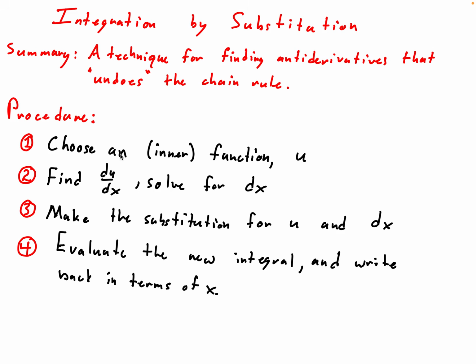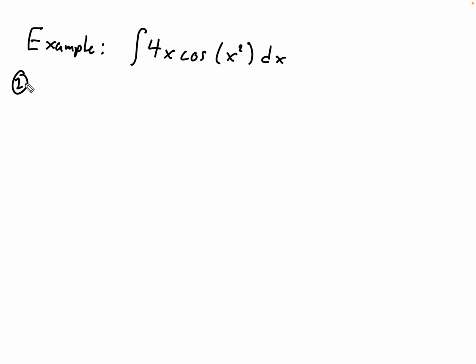Let's take a look at an example to see how this procedure works. Consider the integral of 4x times cosine of x squared. Notice that x squared is a function inside of cosine. It's an inner function. So for the first step in our u-substitution, we're going to try u equals x squared.